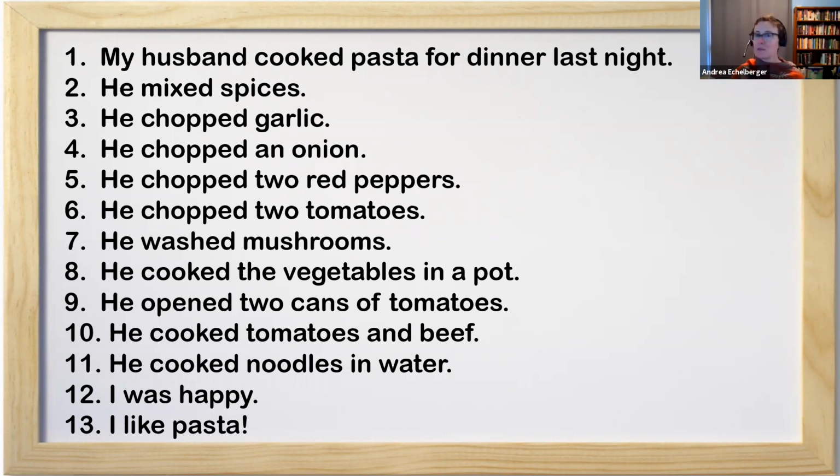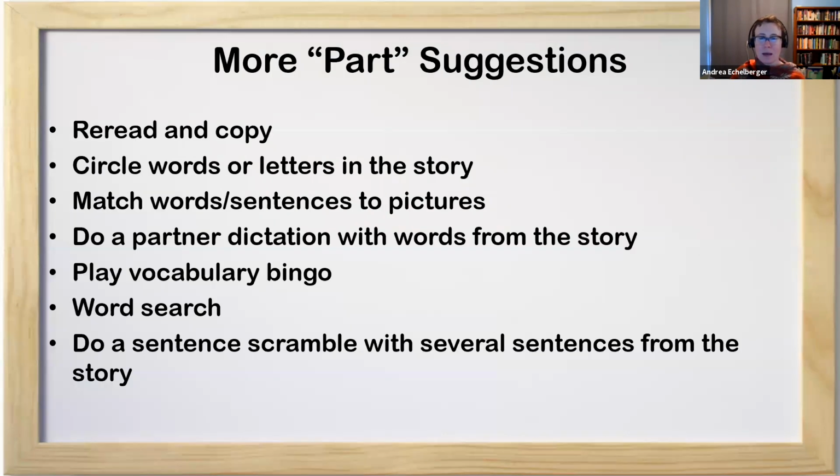So we can take our text, we look at it, and we're like, all right, what are we going to pull out and focus on while we are practicing it? What words are we going to focus on and what sounds are we going to focus on? So some more parts suggestions. We can always reread and copy, circle words or letters, match words or sentences to pictures, do a partner dictation, play vocabulary bingo, word search, or a sentence scramble with several sentences from the story.